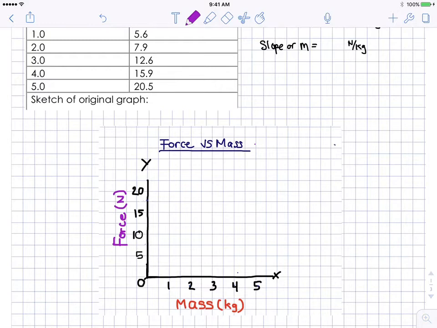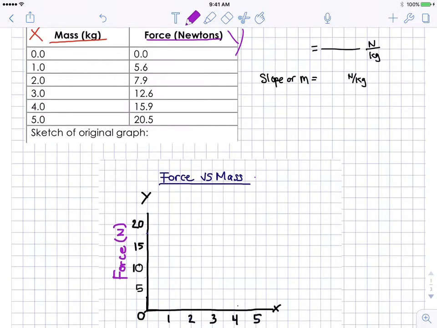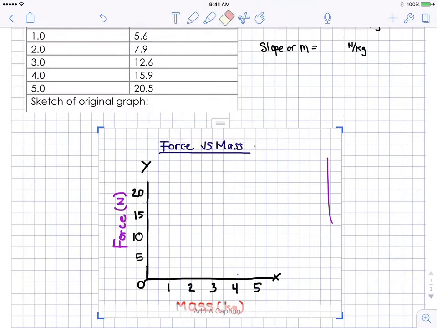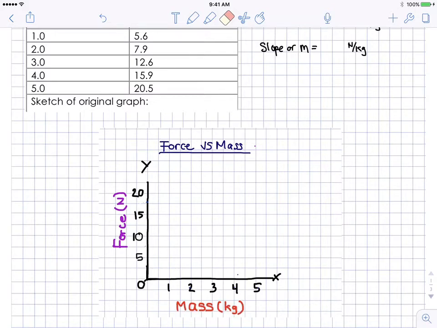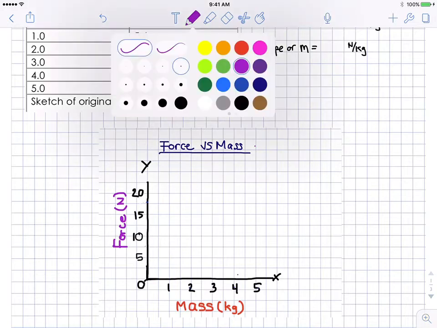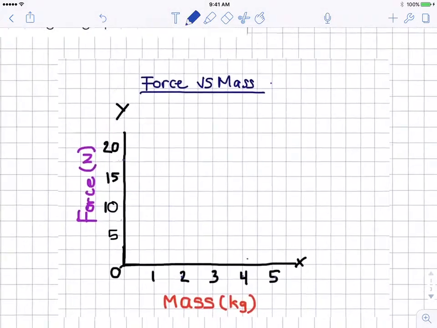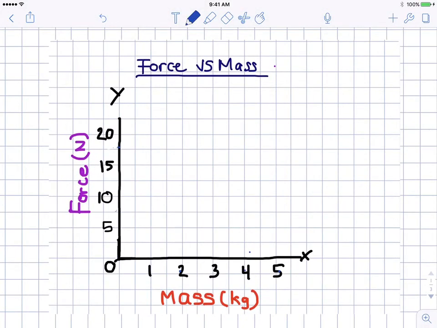All right, so let's just start off here. We're going to have 0, 0 as our first data point, and then 1.0 and 5.6. So, whoops. Sorry guys, let me just fix this real quick. Okay, so let's just plot our data. Let me make this a little bit bigger. It's a little bit easier for me to see.